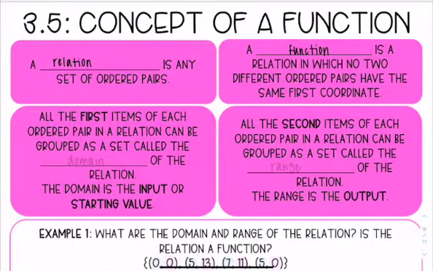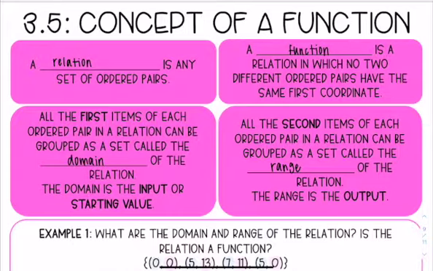And all the first items of each ordered pair in a relation can be grouped as a set called the domain of the relation. And this is the input or the starting value. And all the second items of each ordered pair in a relation can be grouped as a set called the range of the relation, and this is the outputs.